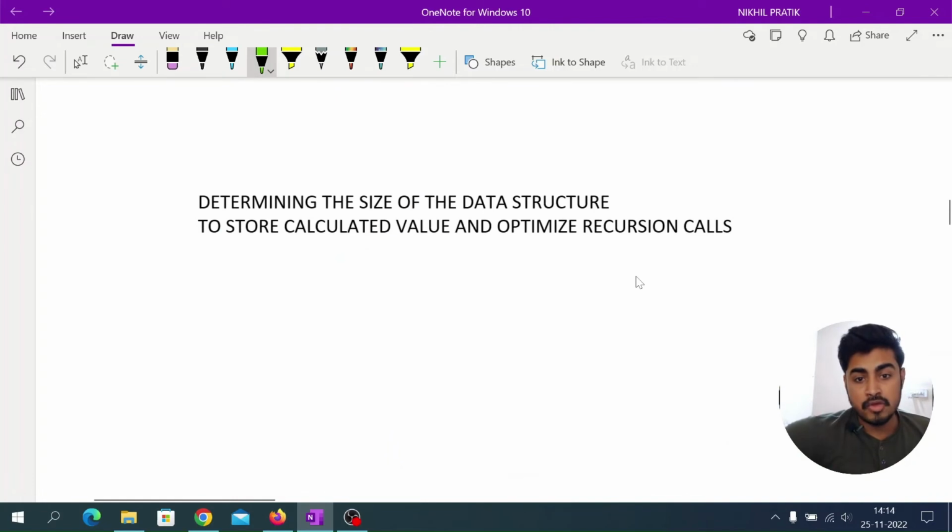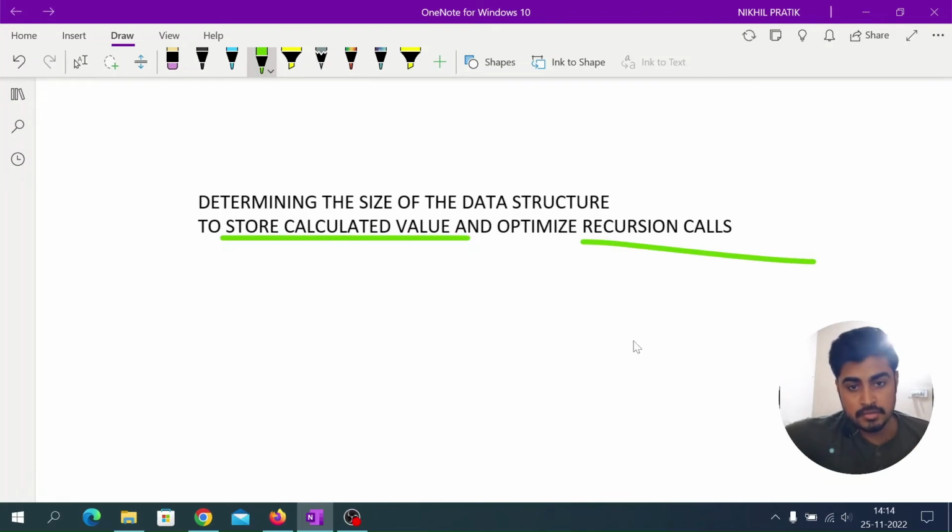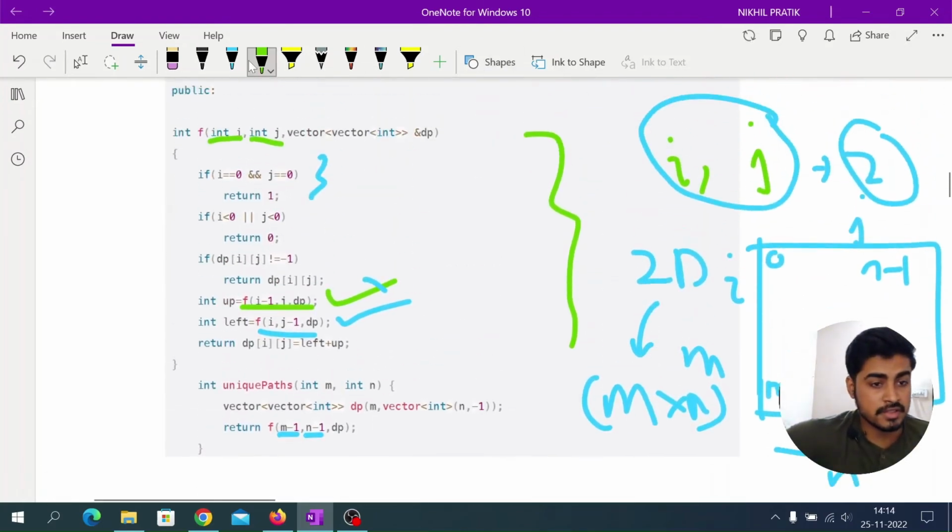So as of now we are already good with the recursive calls, how we want to divide our bigger problem into subproblems, and we are also good with determining the size of the data structure that we want, to store the values of the recursions in that data structure, right? So now the third topic is how we can actually use that data structure to optimize the recursion and store the calculated value, right? So now let's go to the previous example itself. We have discussed that the size of this array will be m cross n, right?